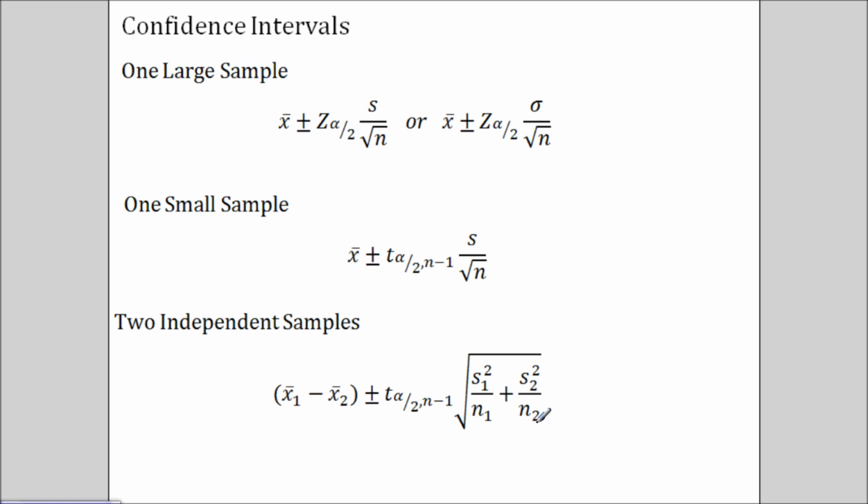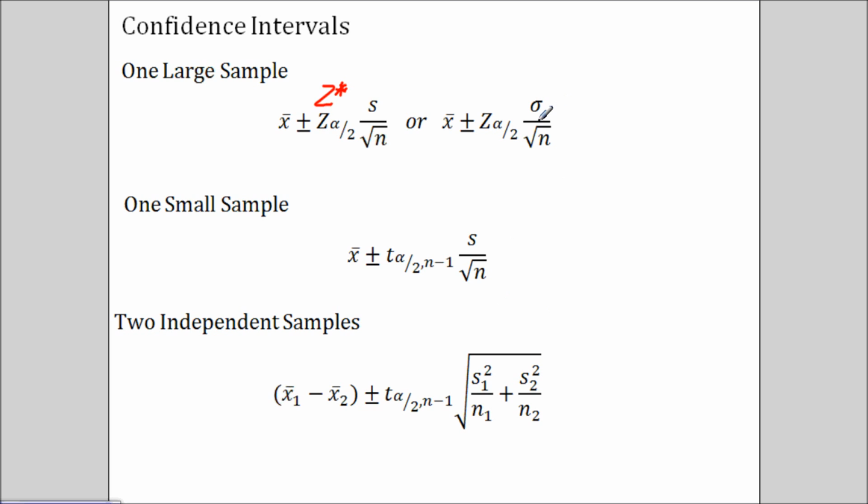For confidence intervals, if we have one large sample, we use this confidence interval formula here. X bar, our point estimate, plus minus Z alpha over 2, the critical value, sometimes I've called this Z star, I don't care which you use, times the sample standard deviation divided by the square root of n. Or sometimes, if population sigma is known, we just substitute the known population standard deviation in place of the sample standard deviation. This is a rare case, but I do want you to be aware of it.